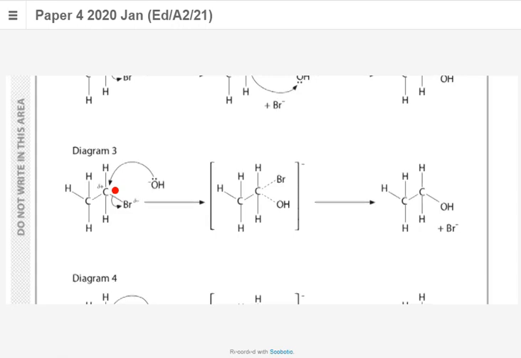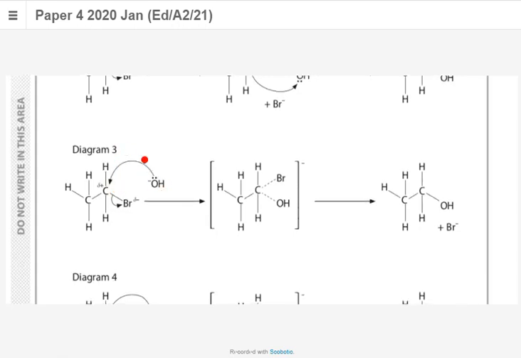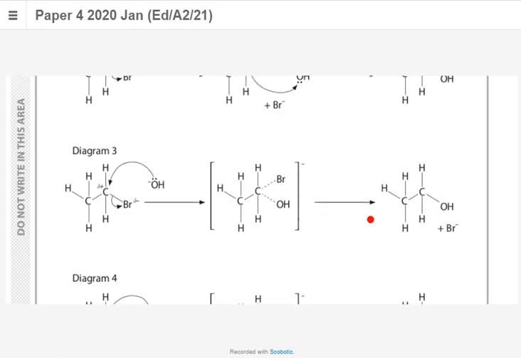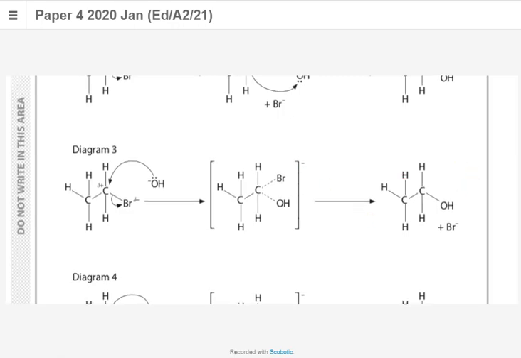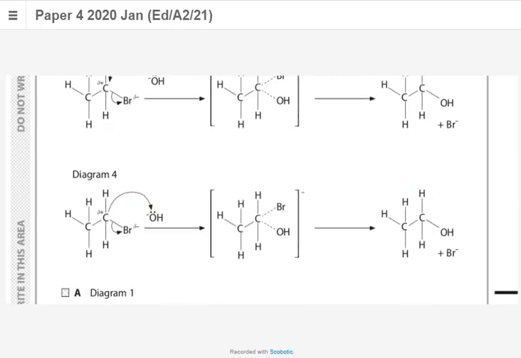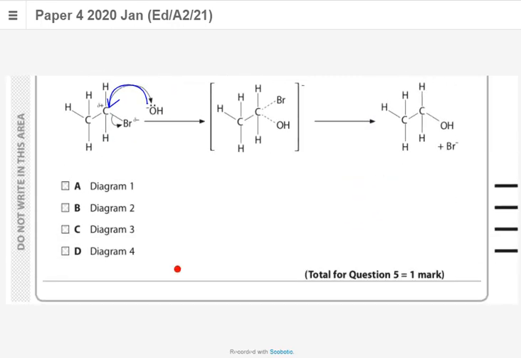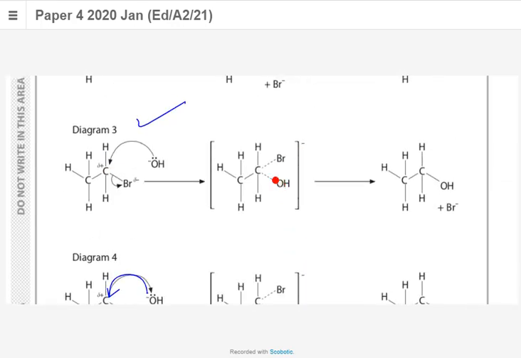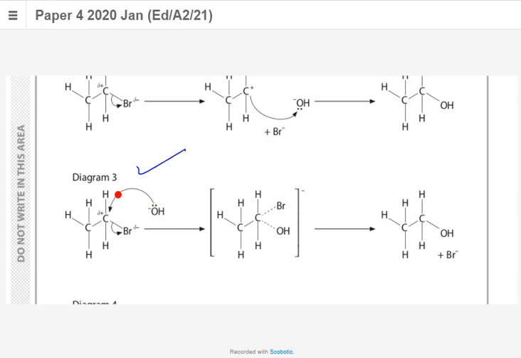And this, let me check this, diagram 3. Yes, that seems to be correct. We'll check the other one. This is wrong because the arrow should always start from electron rich and point to the electron poor. So diagram 3 is correct. Always in the mechanism, the arrow moves from the electron rich to the electron poor. If a bond is broken, the arrow should start from the middle of the bond and point to the atom where the bond is broken.